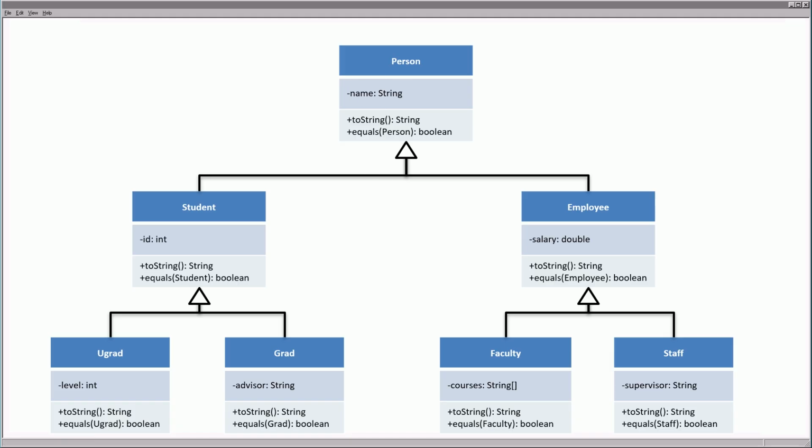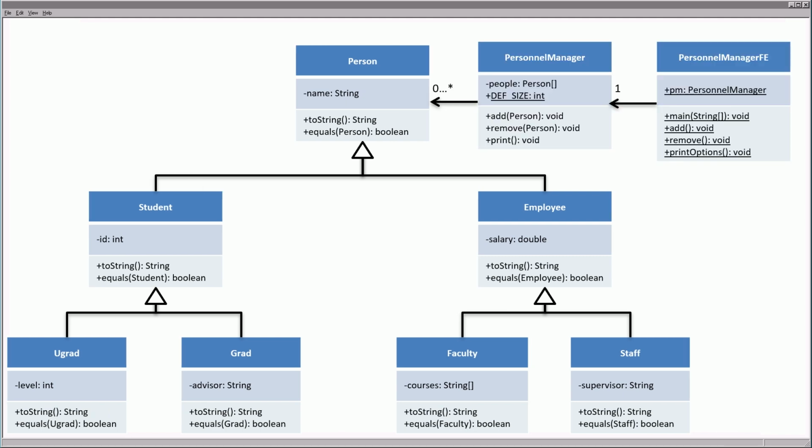Now, in order to finish this design, what I have to do is create a personnel manager that has a collection of people with the functionality add, remove, and print. And then we need a clear and simple front end, like this personnel manager front end, which will have an instance of the personnel manager with the main method, and then the functionality to add, remove, and print everything out.